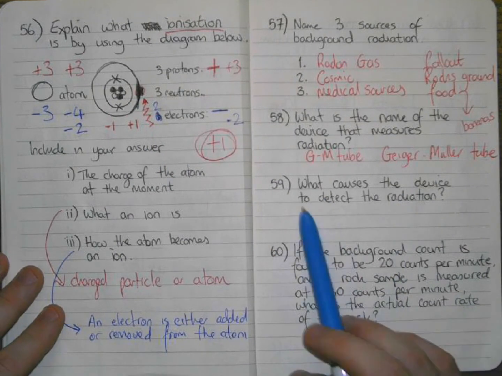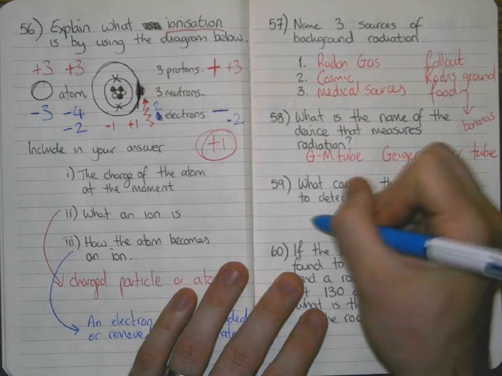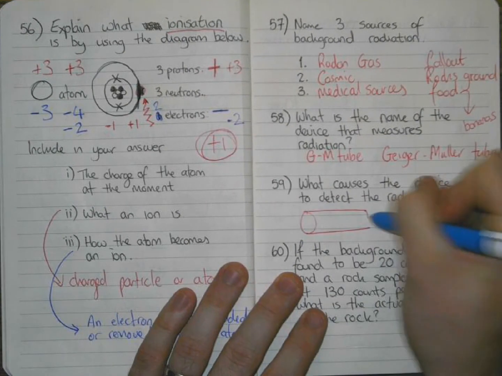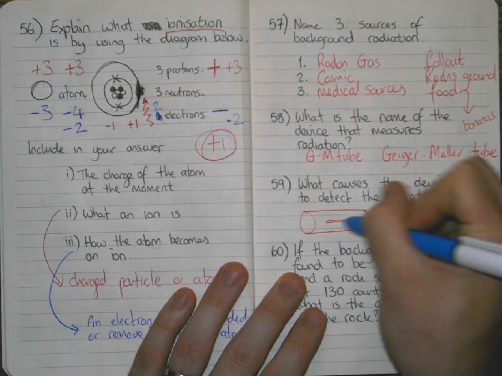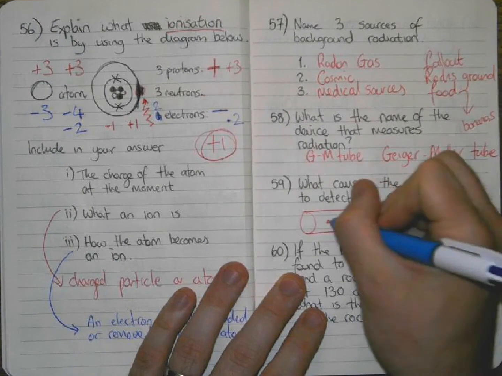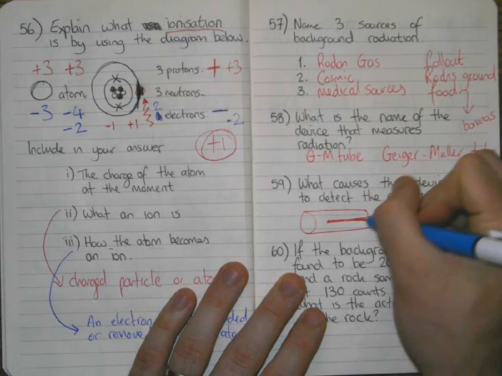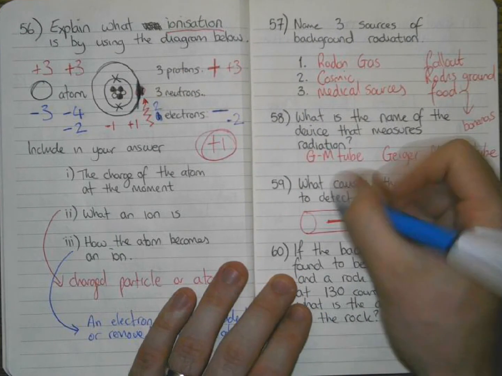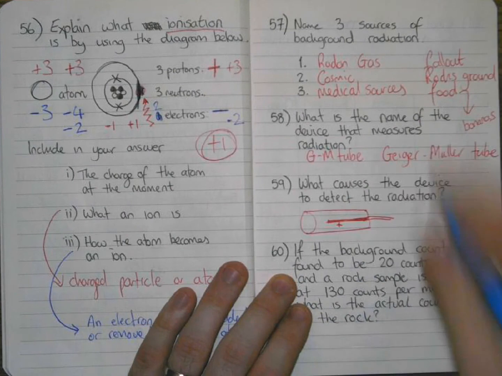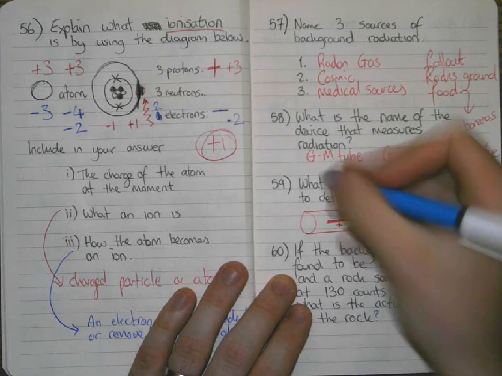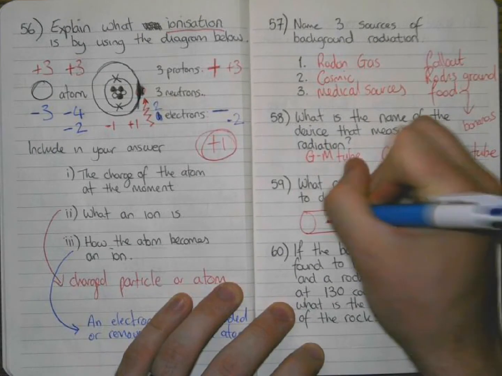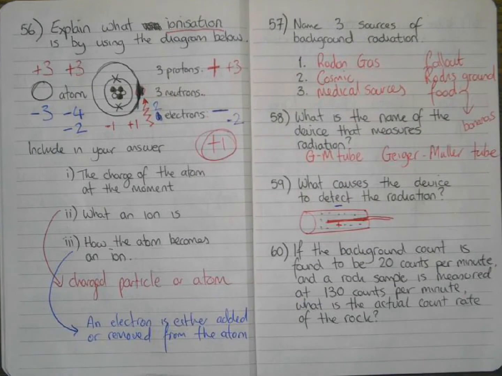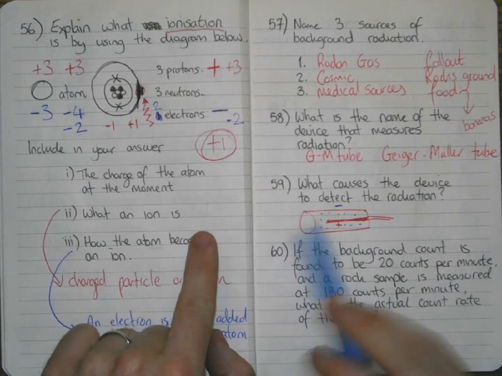What causes the device to detect radiation? Well, the Geiger-Müller tube, as the name suggests, is a tube. It has a rod in the middle which is highly charged. It's positively charged, and the outside of the tube is negatively charged. Now, the gas that's inside the tube is neutral until something like alpha comes along.